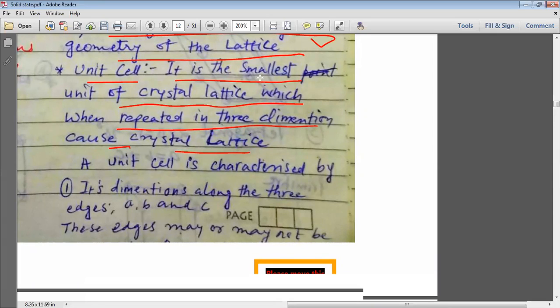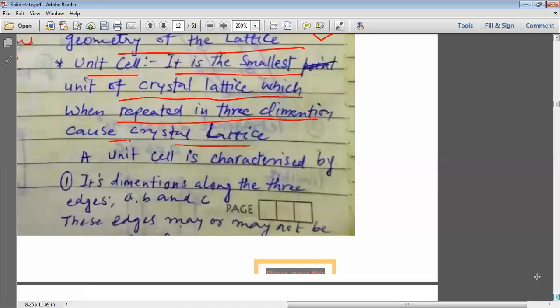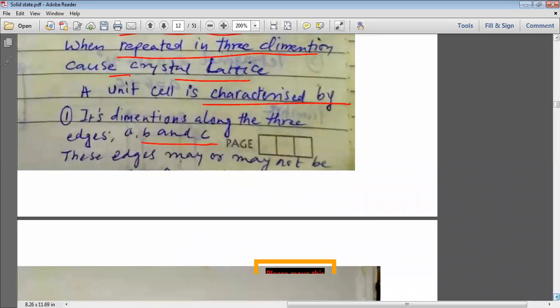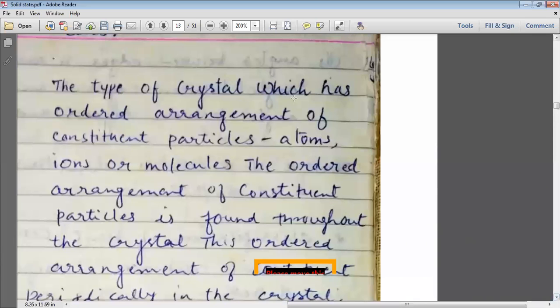So when we have the crystal lattice in three dimensions, it makes the unit of crystal lattice, which when repeated we get the three-dimensional structure. A unit cell is characterized by its dimensions along the three edges a, b and c. So let us understand all these things based on the various figures and diagrams, my dear students.